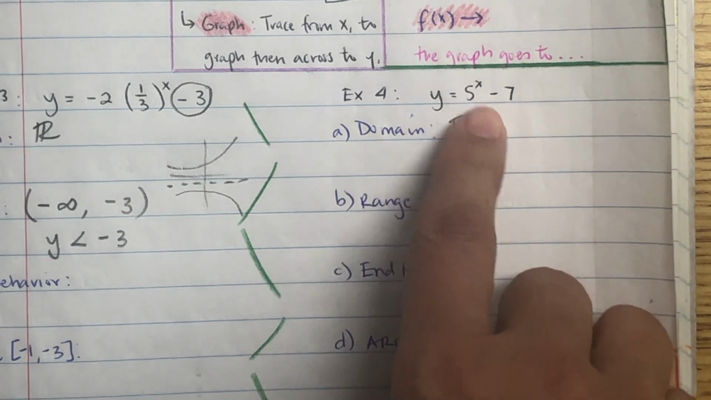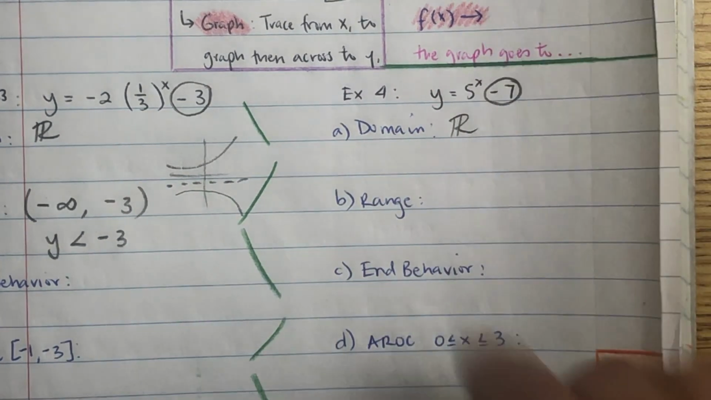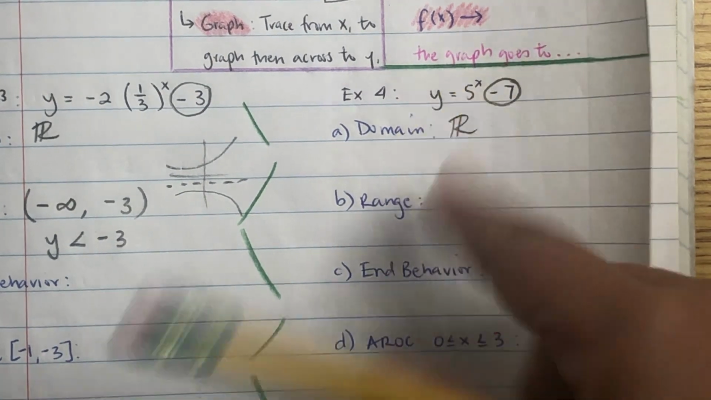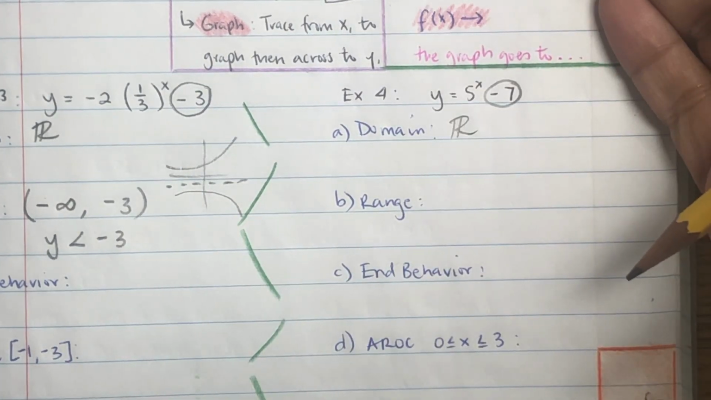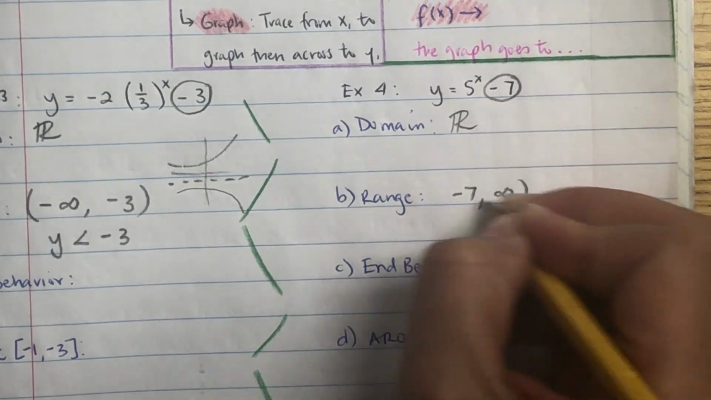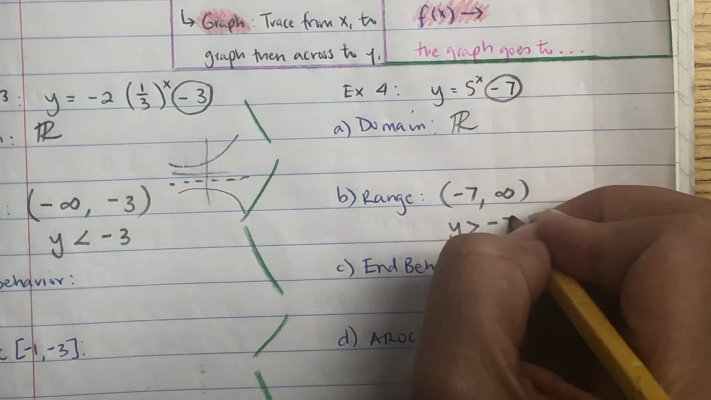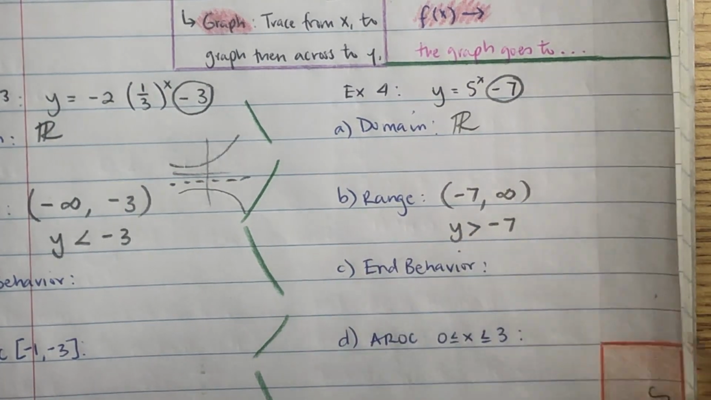All right, so you have the asymptote is -7, right? And then is there a negative? No, which means it's above the asymptote, which means it goes from -7 to infinity. Or another way of saying that is y is greater than -7, not equal to, because it never touches.